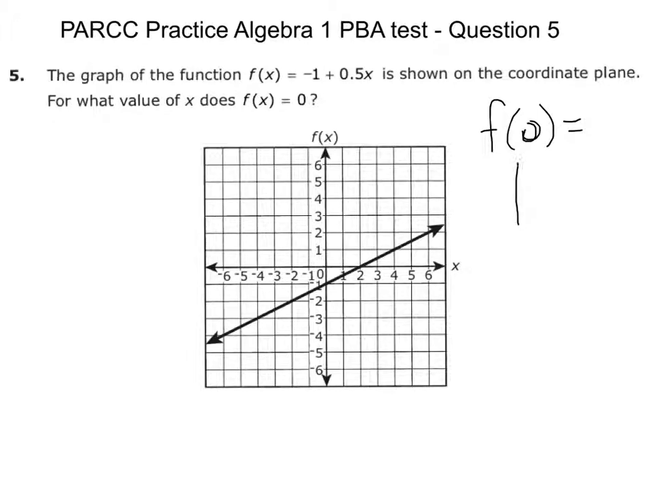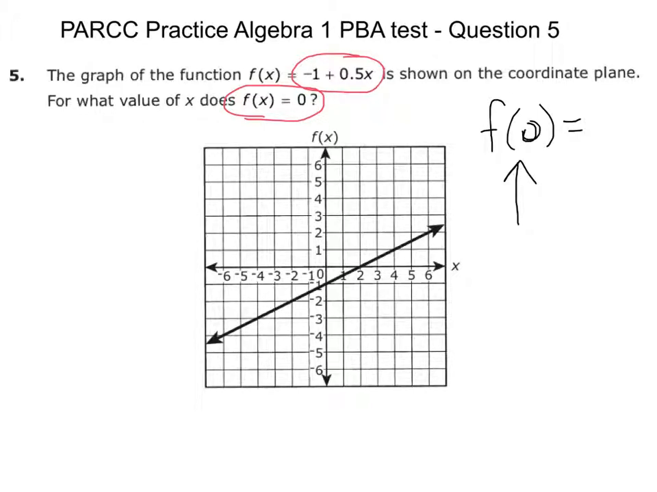This right here means f of 0. Say it. F of 0. And in that case, you'd plug 0 in for x, but that's not what they're saying. They're saying f of x equals 0, right? So you take your function right here and set it equal to what?